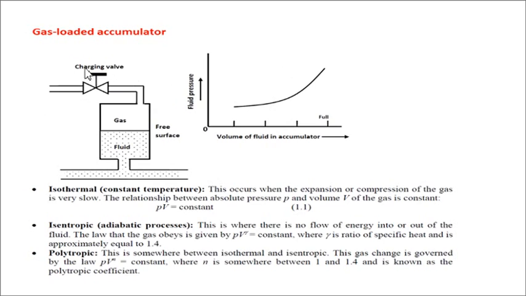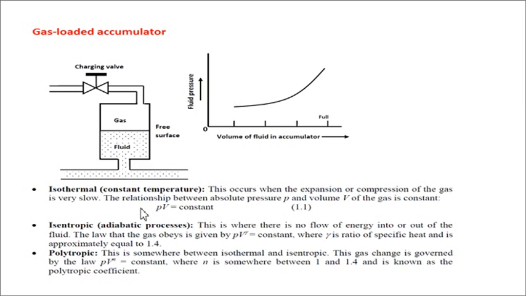Then the third type, mainly gas loaded accumulators, are used in practice. In this, gas is compressed with the help of a fluid, and whenever the energy is required at the outlet end of the fluid, the valve is opened and the gas is allowed to expand, so it will make sure that the high pressure fluid comes to the output lines. Depending on the way by which this gas is compressed, the gas loaded accumulators are divided into isothermal compression, isentropic or adiabatic compression, or polytropic compression.